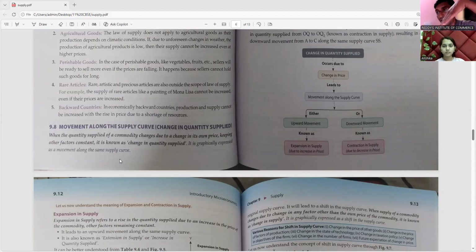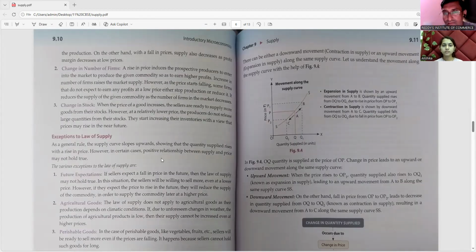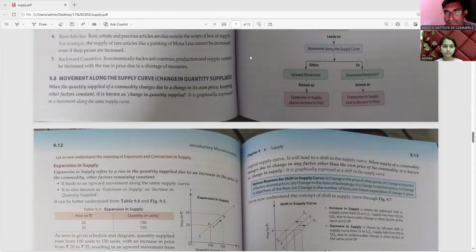But which factor is affecting both situations? Only the price factor is affecting. Price. The rest of the factors remain constant. They are not changing. Right? So this is called movement along the supply curve. I hope you understood up to this. Right?